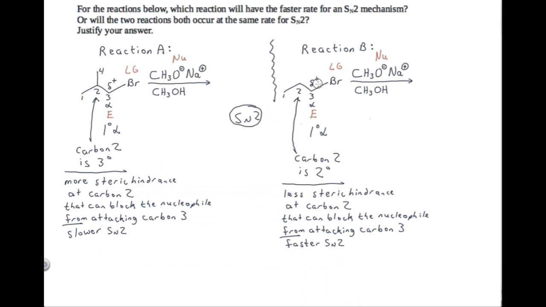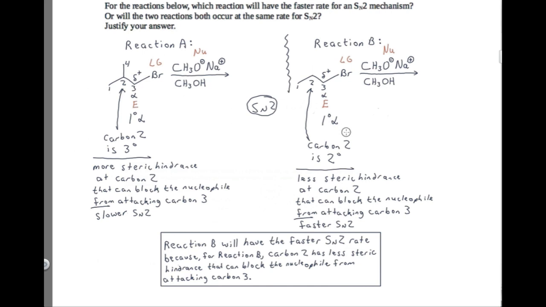So here's our logic. This starting material has less steric hindrance at carbon-2 that could block the nucleophile from attacking carbon-3. And therefore, we have a faster SN2 in this case. And this molecule has more steric hindrance at carbon-2 that could block the nucleophile from attacking carbon-3, which gives this reaction a slower SN2 reaction. Remember, the big obstacle to SN2 reactions is steric hindrance. So here's our answer. Reaction B will have the faster SN2 rate, because for reaction B, carbon-2 has less steric hindrance that can block the nucleophile from attacking carbon-3. Remember, you have to justify your answer to get full credit for this problem.